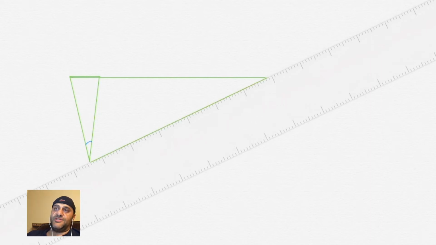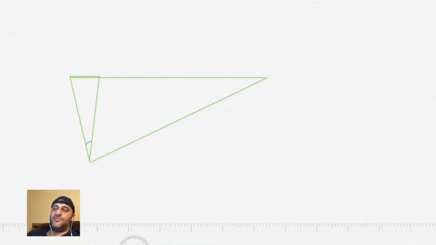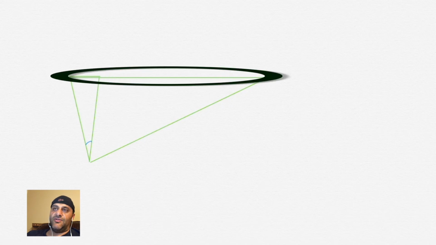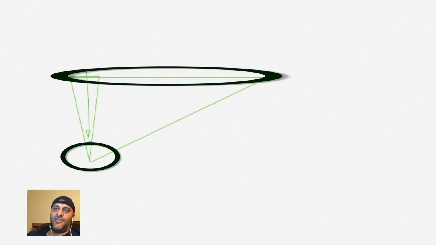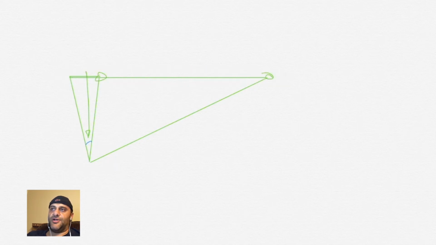The angle that opposes that side has to widen. Okay, so the longer that we made that side, the wider the angle had to be. You see that?